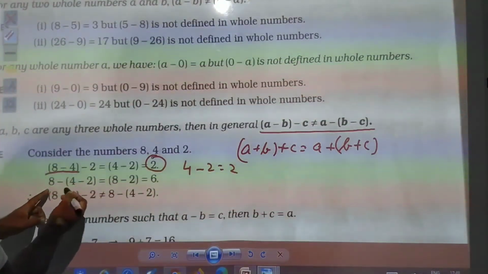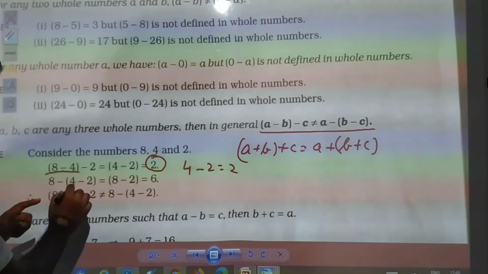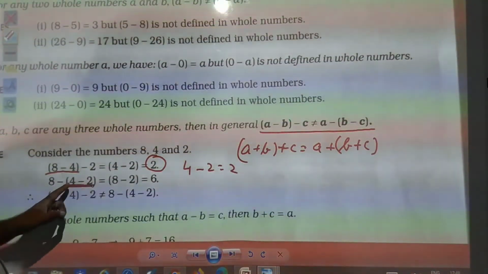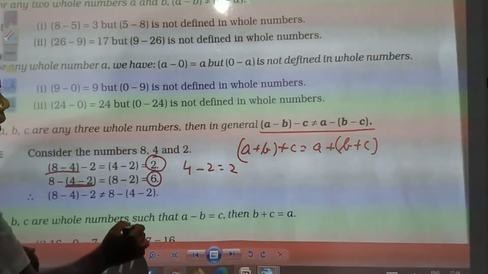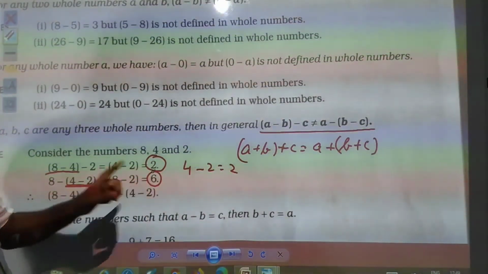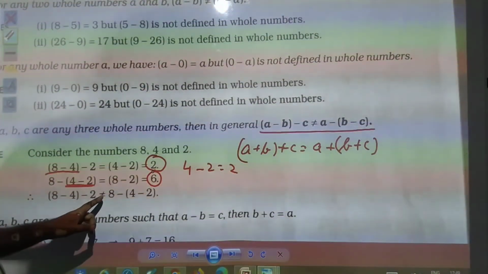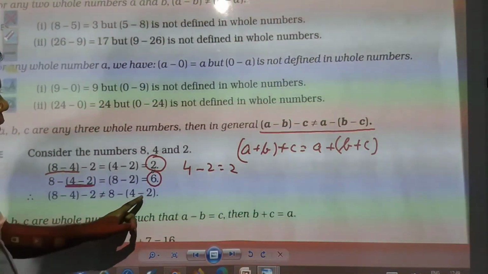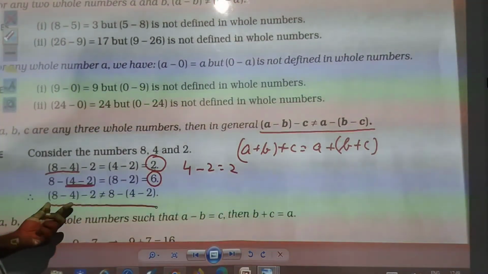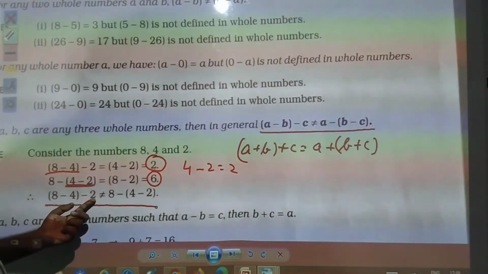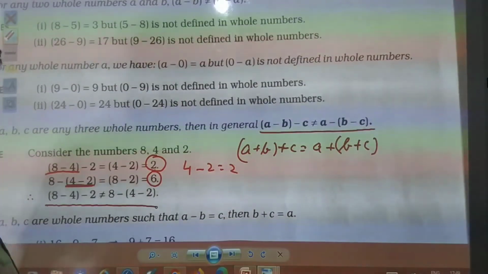on the right side, if you are solving 8 minus (4 minus 2), first you will solve this bracket. 4 minus 2 will be 2. So 8 minus 2 will be 6. So 2 and 6 will not be equal. That's why (8 minus 4) minus 2 is not equal to 8 minus (4 minus 2). This will not be equal. It means (A minus B) minus C will not be equal to A minus (B minus C).